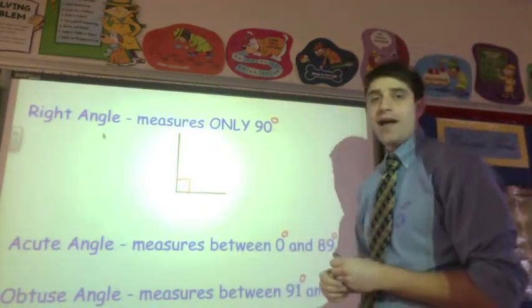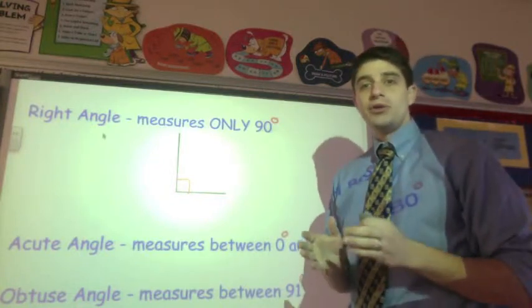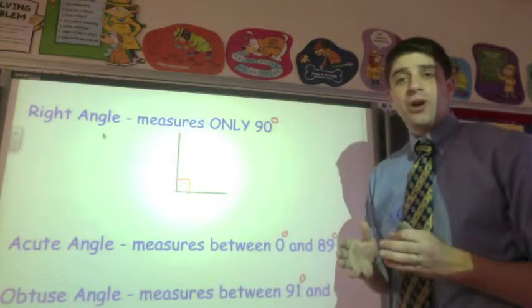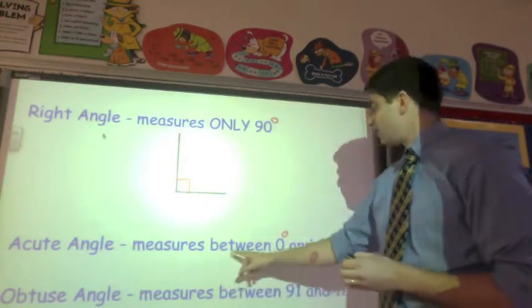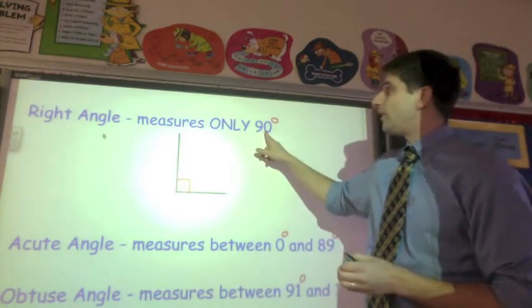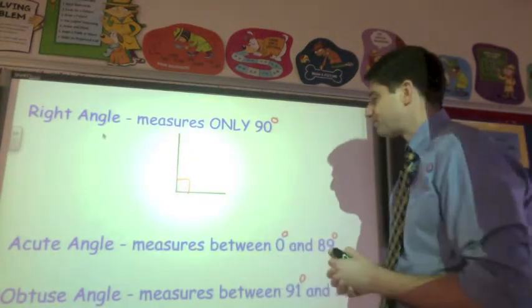My second word that I have is acute angle. Now, acute angle, it measures between 0 and 89 degrees. You may see somewhere that it says between 0 and 90 degrees. Well, I like to say 0 and 89 degrees because only a 90-degree angle is a right angle. How can it be acute?